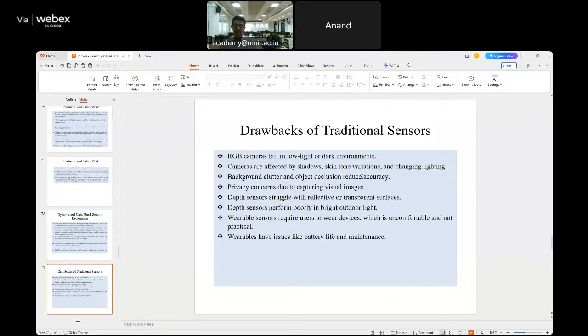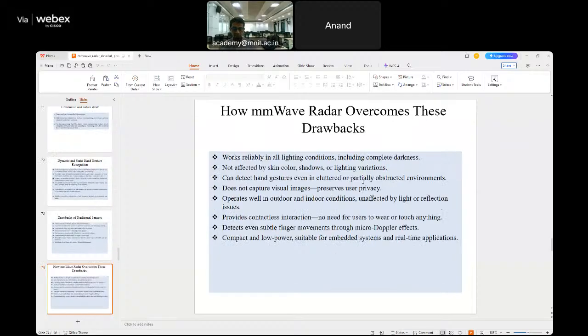So that's why mmWave radar seems to be the better option. As it has been shown, it works reliably irrespective of the lighting conditions. It is not affected by skin color, shadow, or lighting variations. It can detect hand gestures even in cluttered or partially obstructed environments. It doesn't capture visual images, so user privacy doesn't come into the picture. It operates well in outdoor and indoor conditions, unaffected by light or reflection issues. It provides contactless interaction. No need for users to wear or touch anything.